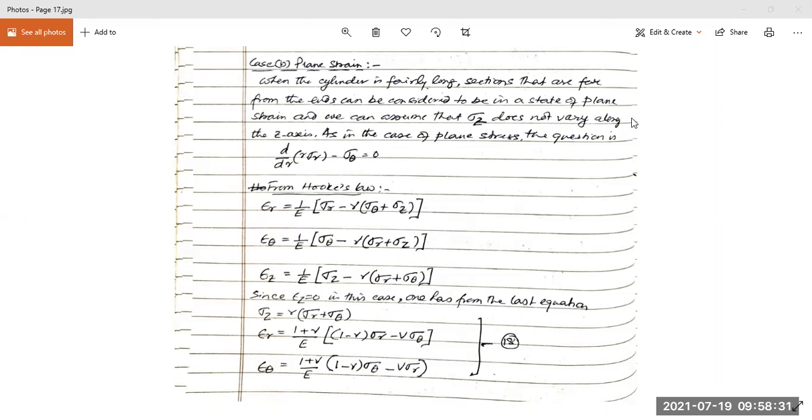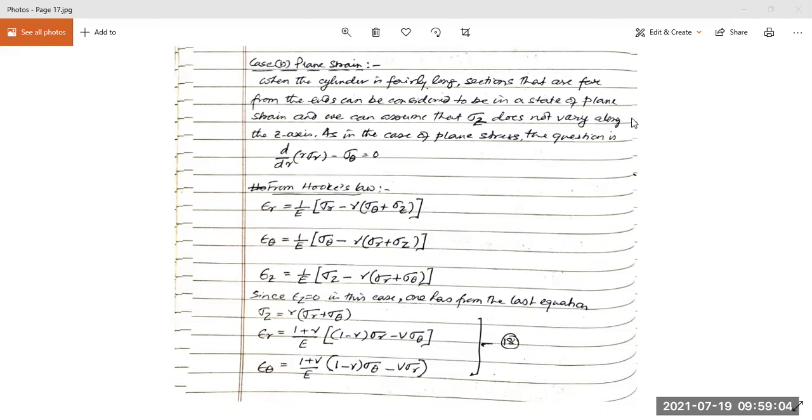Similarly, epsilon theta is equal to 1 by E times sigma theta minus gamma into sigma r plus sigma z, where sigma theta is the circumferential stress, sigma r is the radial stress, and sigma z is the longitudinal stress, which acts normal to the circumferential stress, and so it is creating Poisson's ratio effect. Thus the strain created by the action of sigma theta itself is reduced by this term, gamma into sigma r plus sigma z.